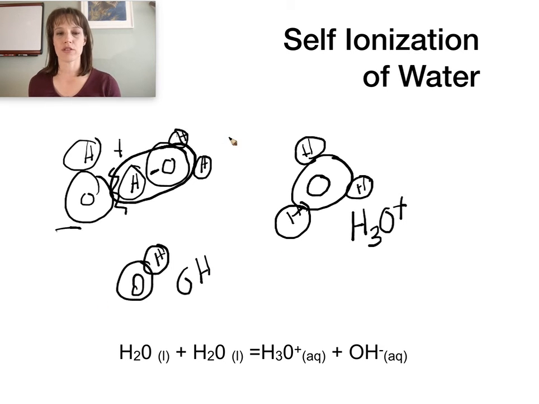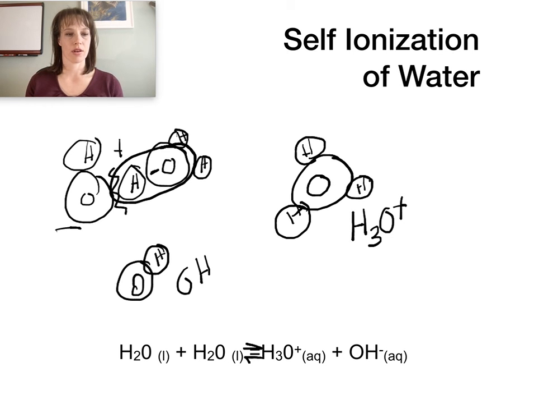So this is what happens in solution. I've drawn it here, and then this is the chemical equation of that occurring. Two water molecules, one would break off, and this is actually in balance in solution and becomes a hydronium ion and a hydroxide ion.